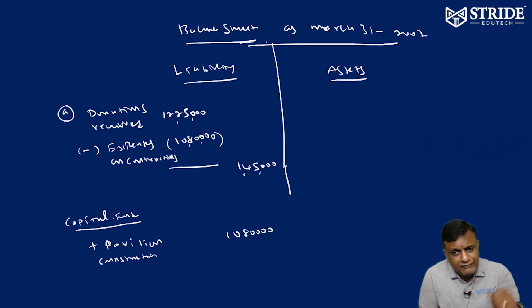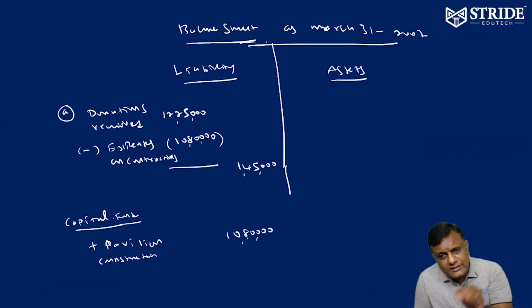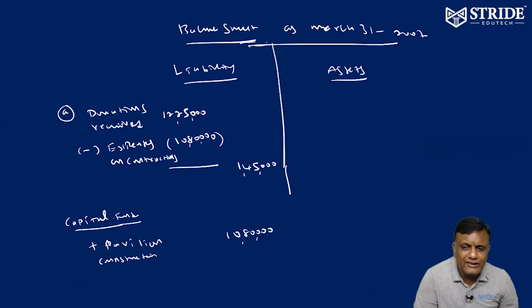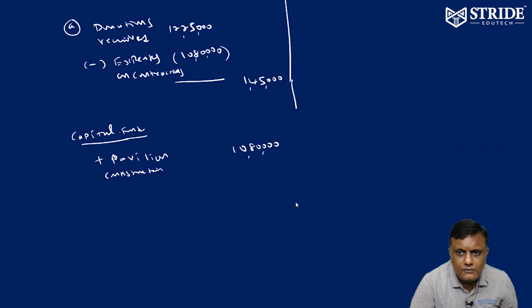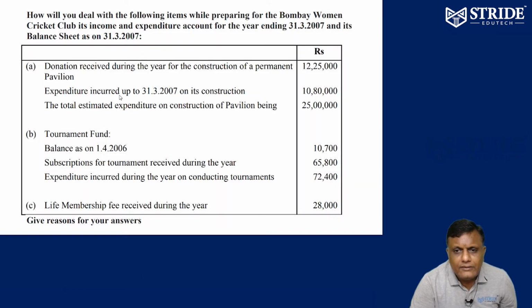Here the amount spent for construction is called capital fund. So any specific fund amount taken for construction of any buildings or any pavilion, we may assume it is a capital fund. That is the first part. Second part, this estimate expenditure on pavilion is dummy information, we don't require it at all.